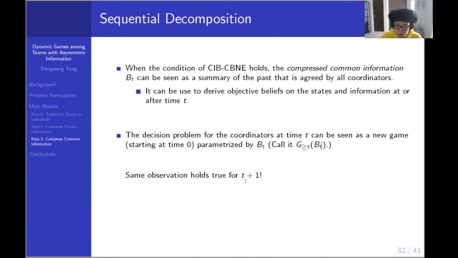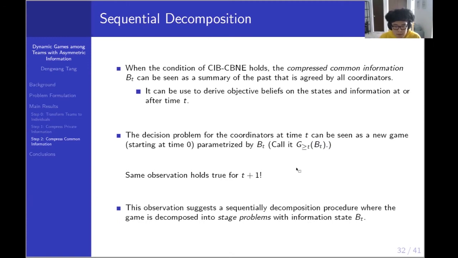And this is true for t, this is true for t plus 1, which suggests that we can go backwards in time to start from the last time period to solve the game for the last time period, and then the one before, and the one before, and so on. And at each time, we only need to solve a specific stage problem rather than the entire interdependence of information over time.